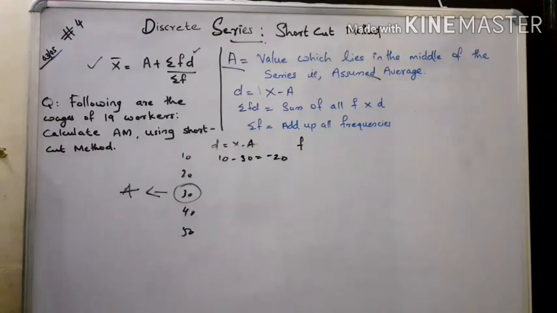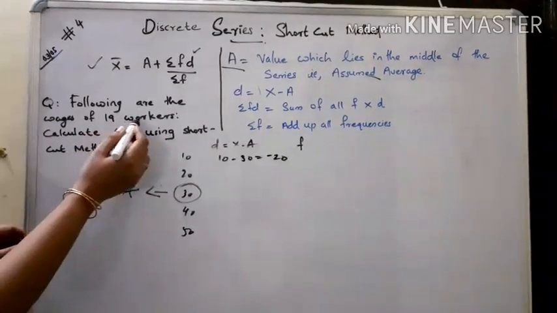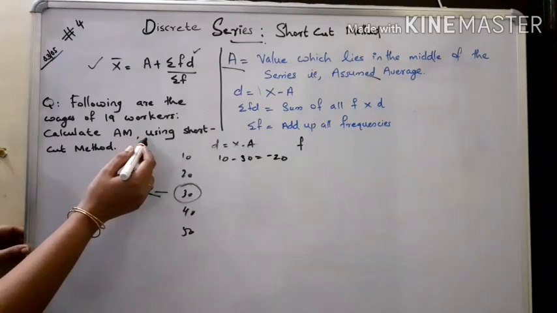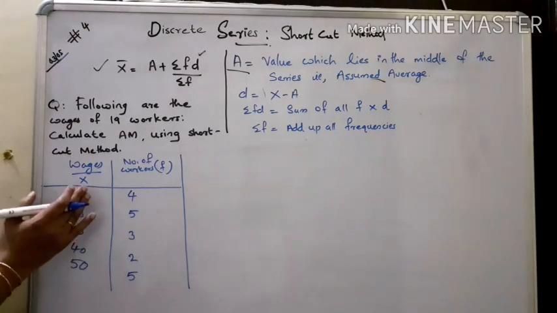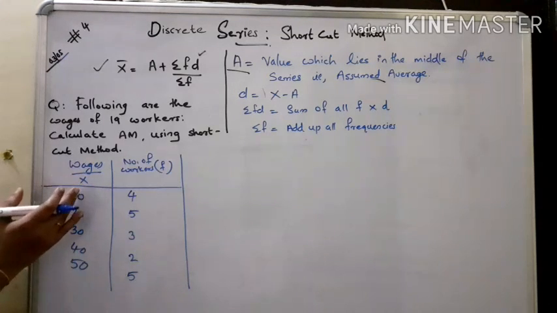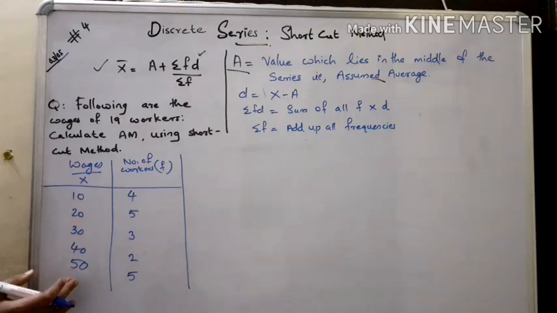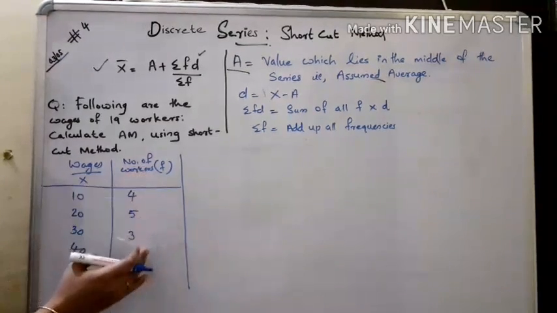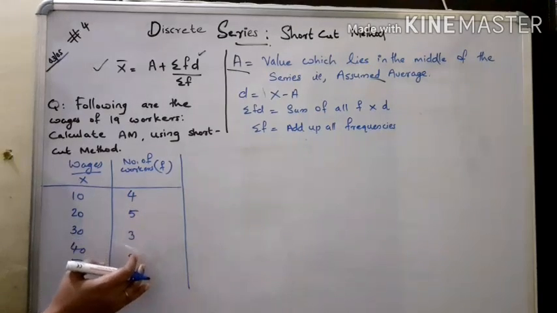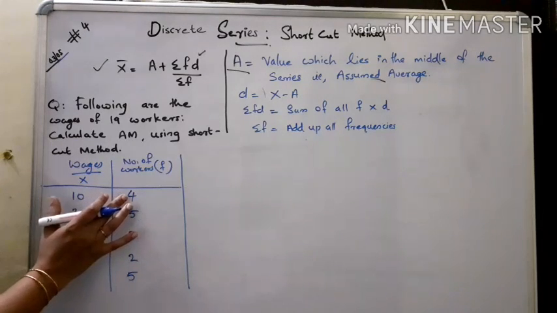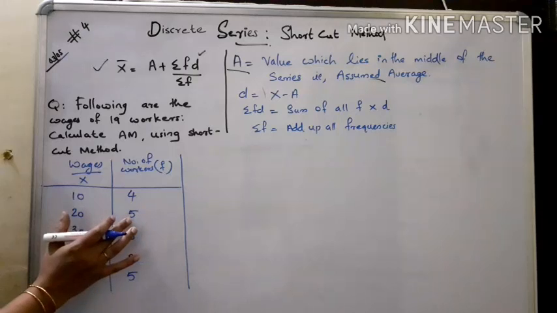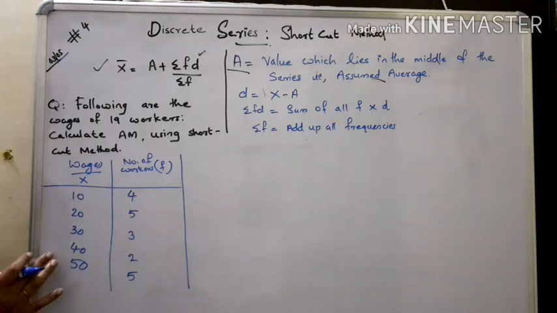Then in this question, following are the wages of 19 workers. Calculate arithmetic mean using the shortcut method. So the first column is wages, this is the variable or items, that is 10, 20, 30, 40, 50. These are the wages. And the number of workers is 4, 5, 3, 2, 5. So 10 rupees, how many workers are getting 10 rupees? 4. 20 rupees, 5 workers. 30 rupees, 3 workers. 40 rupees, 2 workers. And 50 rupees, 5 workers.